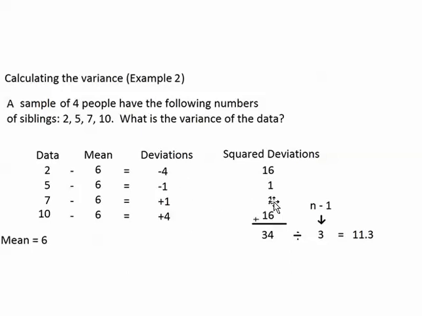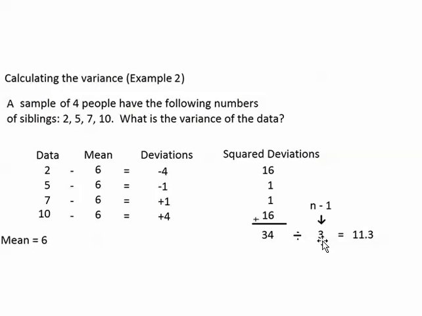Once we get the squared deviations, we add them to get a total, and then we actually divide by 1 less than the number of squared deviations. Instead of dividing by 4, we divide by 3. Whenever the data comes from a sample, this number that you divide by has to be dropped down by 1.